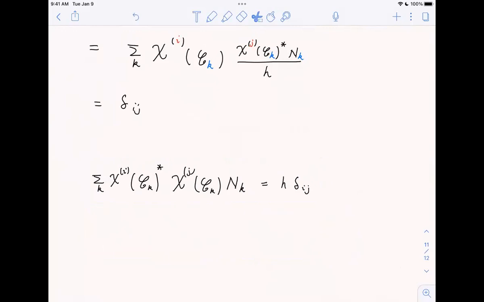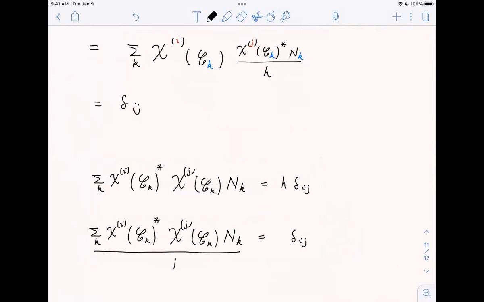just move the H to the other side, like to here. Then you have this. Okay. Of course, if you take the complex conjugate, it doesn't change the result.